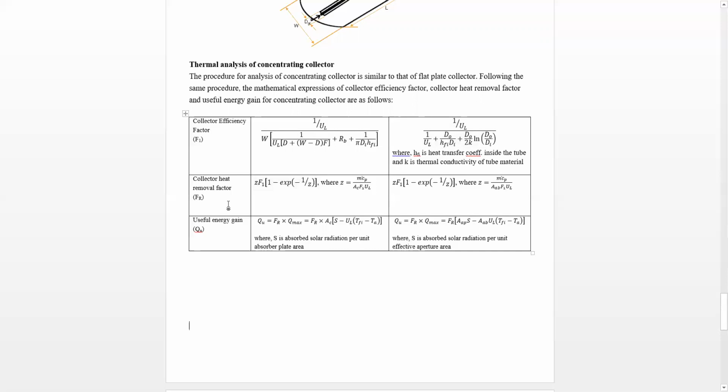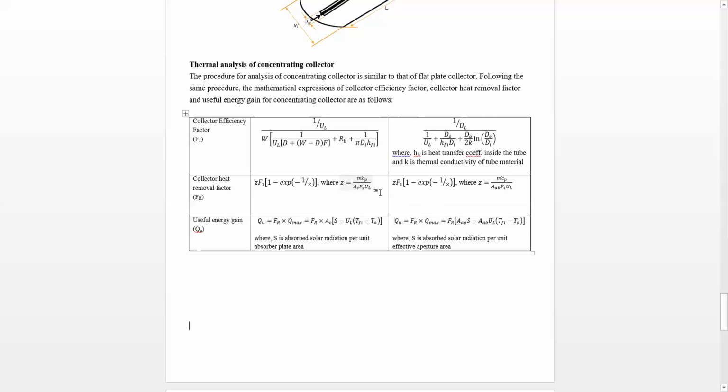Now the next parameter is the collector heat removal factor. In both cases, that is for the flat plate collector and the concentrating collector, the expression is exactly the same: FR equals Z F1 times 1 minus exponential of minus 1 by Z. The only difference is a small difference in this Z value. In the case of the flat plate collector, Z is m dot Cp upon AC F1 UL, where AC is the collector area, that flat surface area.